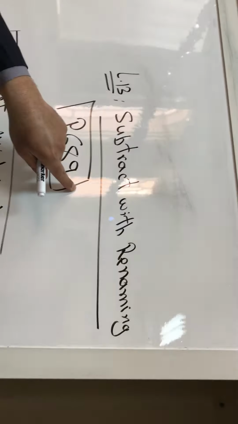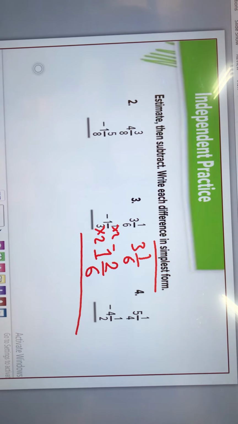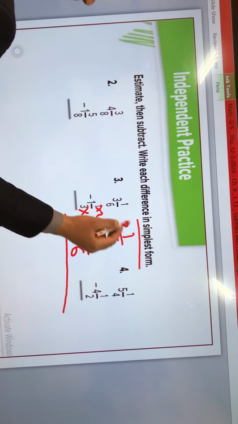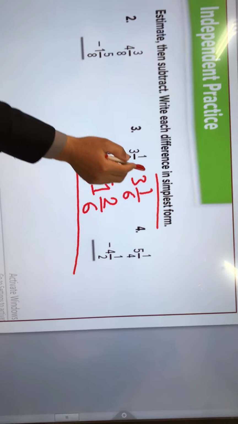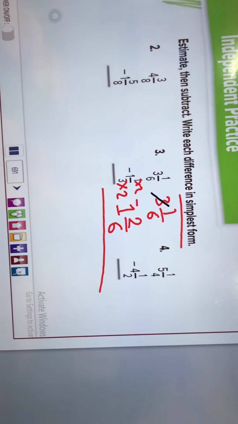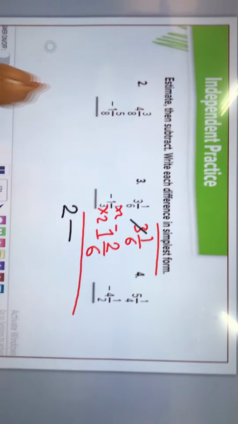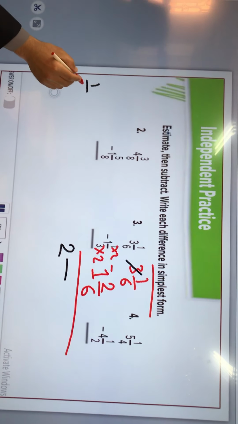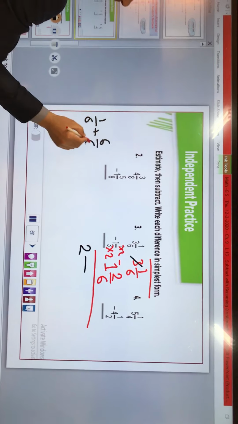Okay. Now, as you see here, I cannot subtract 1 minus 2, because 1 is smaller than 2. We have to rename it. Rename it means we have to regroup or borrow 1. Borrow 1 from what? Borrow 1 from the whole. And 3 becomes what? Yes, 2. And the 1 out of 6 will be what? To give it 1 whole, with denominator 6 means 6 out of 6.